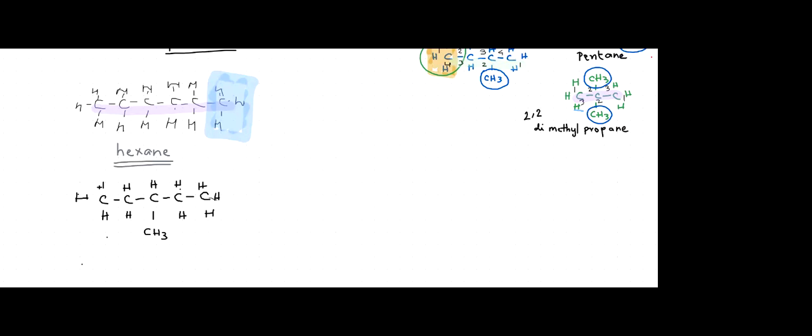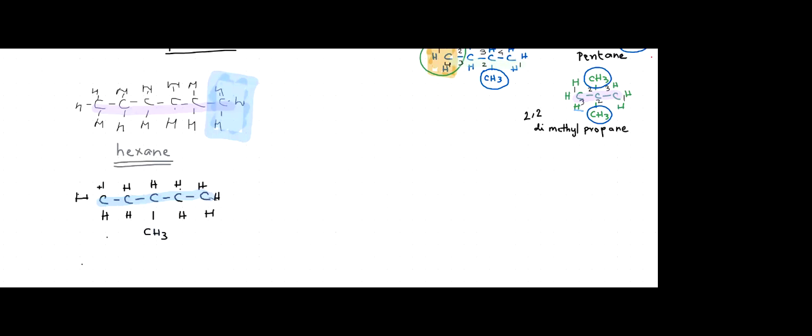It's 5. The longest continuous chain that I can make is 5. So one chain that I can make is like this, in which case I get 5. I can also make a chain like this with 4 carbon atoms, but then that's not the longest. It has to be the longest possible chain. So the longest possible chain that I can make is 5.